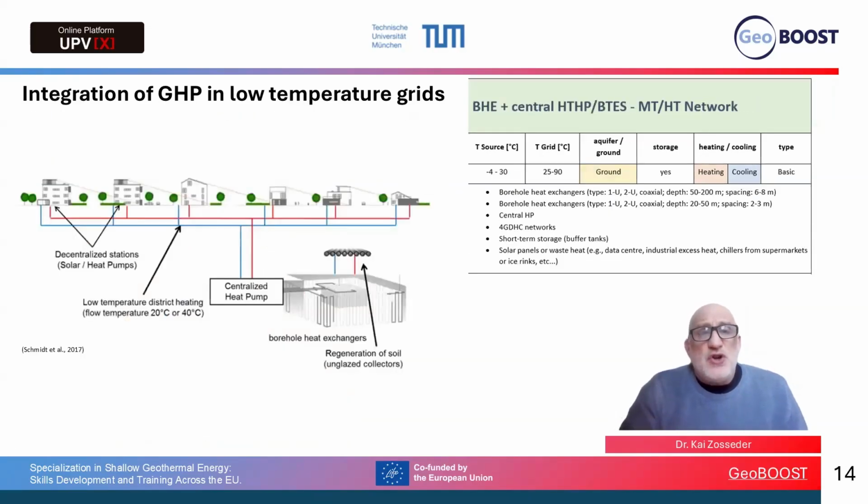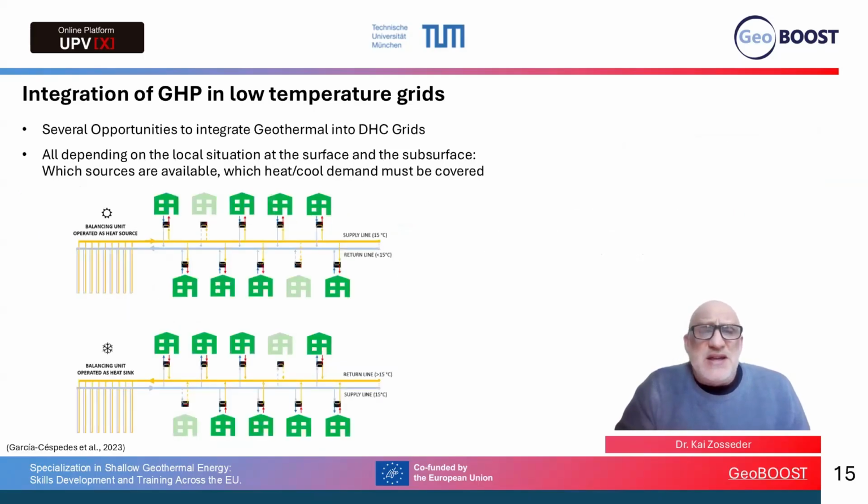But of course, you can also use borehole heat exchangers with central heat pumps. So you have a centralized heat pump, a borehole heat exchanger field, and this actually leads to a low temperature grid, and then you can also combine it with decentral stations. And so you have two different heat pumps as we have seen before, and use borehole heat exchangers here.